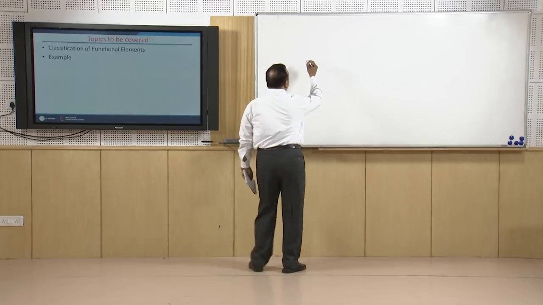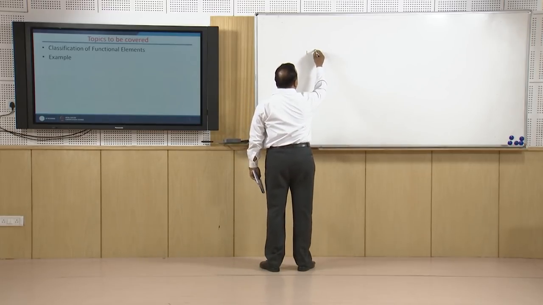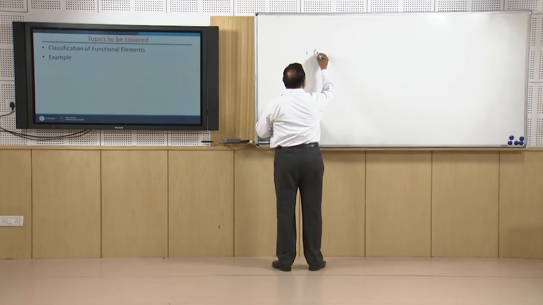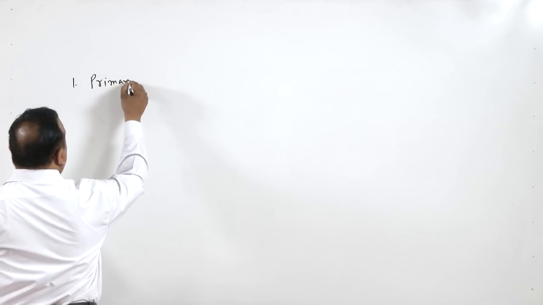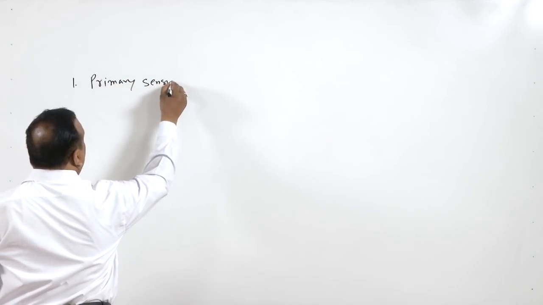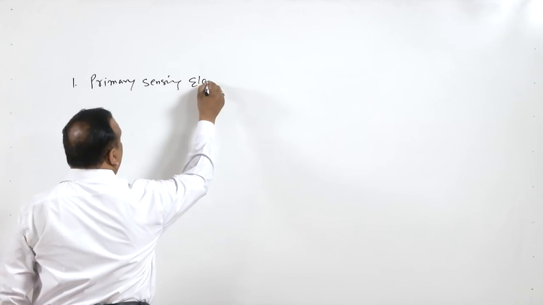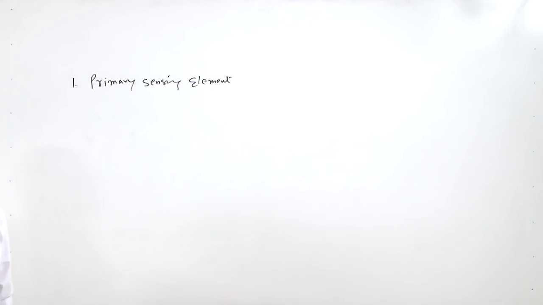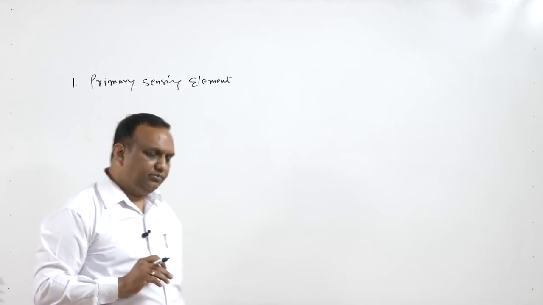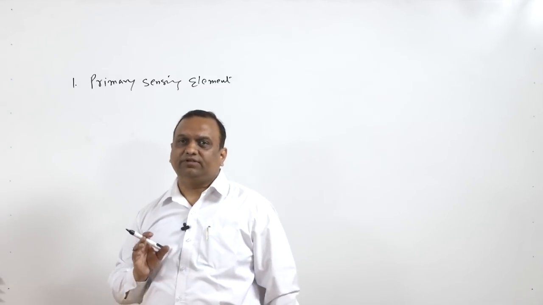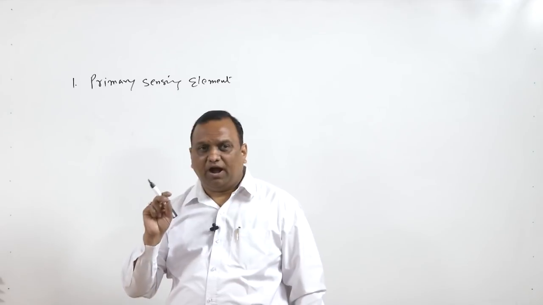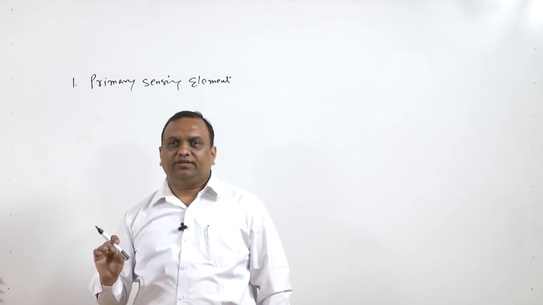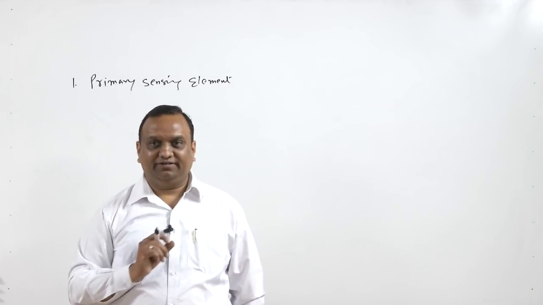So among the classified elements of the instrument, the first element is the primary sensing element. Now, what is the primary sensing element? The primary sensing element of the instrument is the part of the instrument which first comes into contact with the measurand.